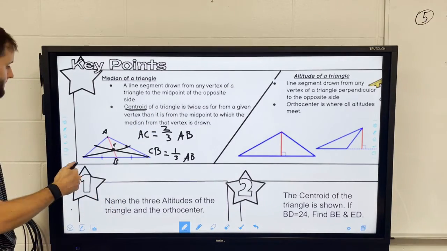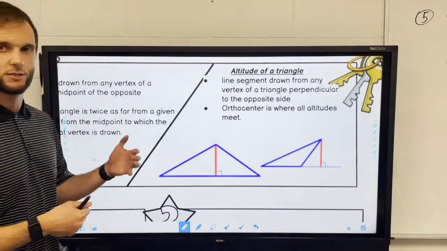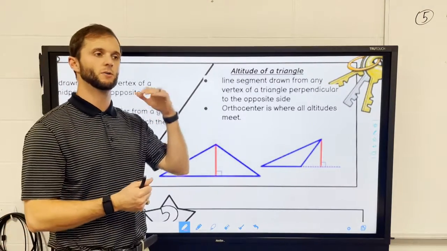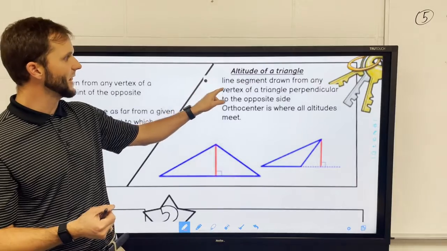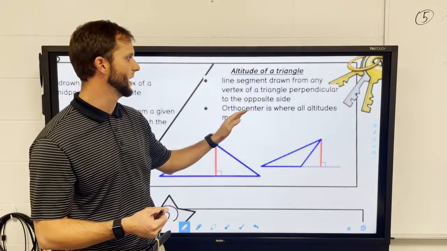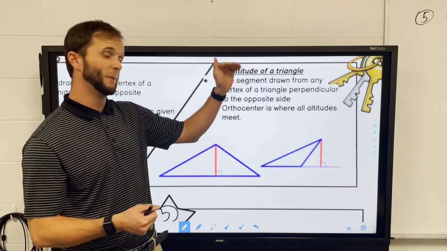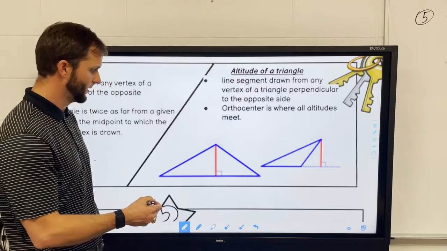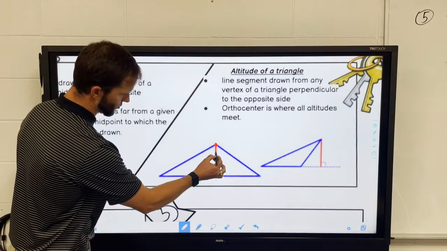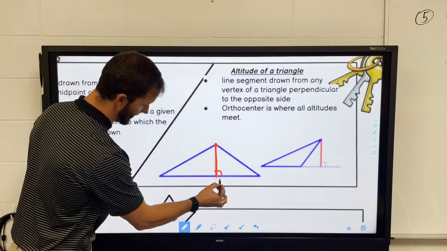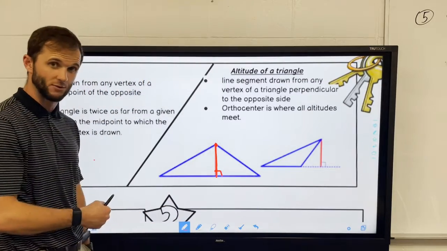Okay, the next thing we're going to look at is the altitude. The altitude of the triangle is also normally known as the height. It says here, the altitude is a line segment drawn from any vertex of a triangle perpendicular to the opposite side. So if you look at this example, if I go from this point straight down to the other side at a 90-degree angle, that is going to be my altitude.